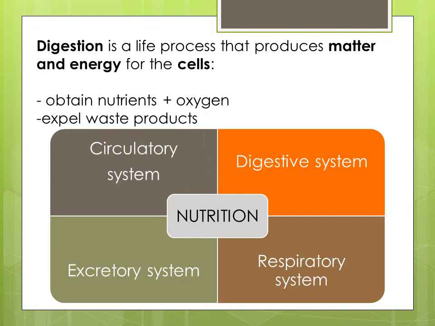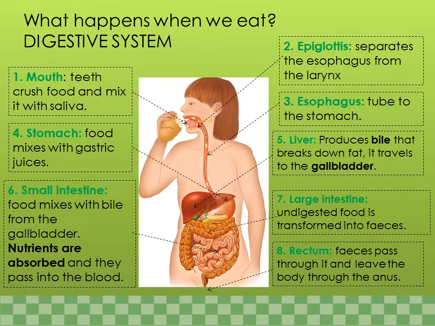Las células necesitan nueva materia para repararse and energía. How do we get that new matter for repairing ourselves and energy? Well, we need to obtain nutrients and oxygen, and we need to expel the waste products. That means that nutrition involves four different systems: the circulatory system, the digestive system, the excretory system, and the respiratory system.